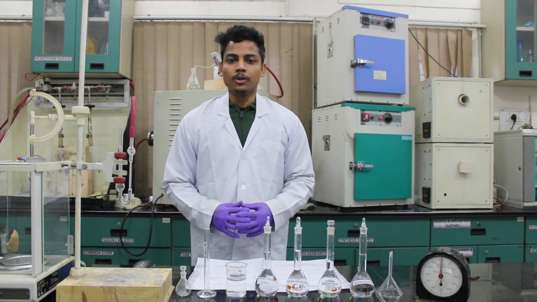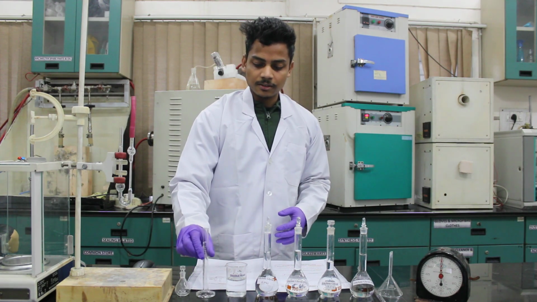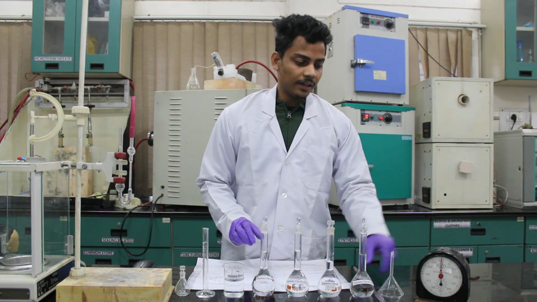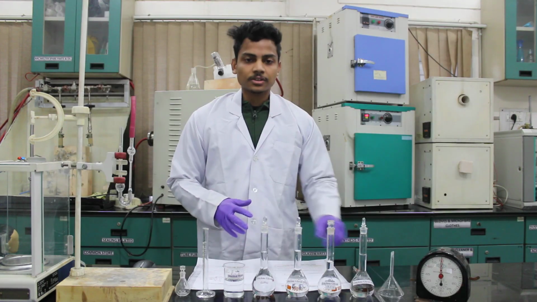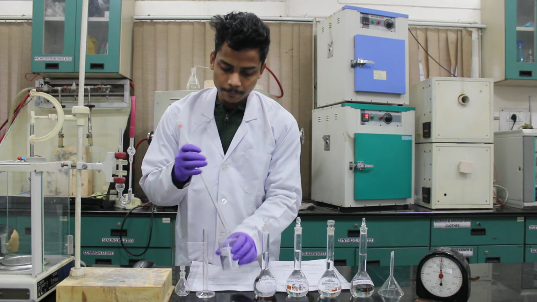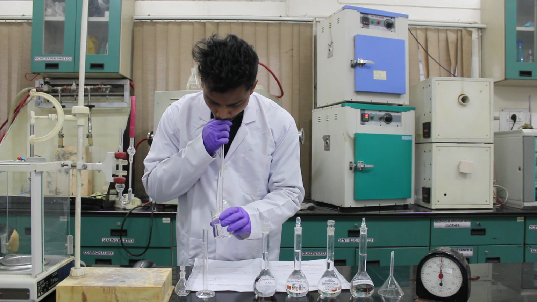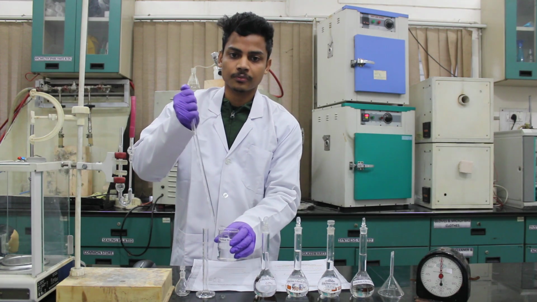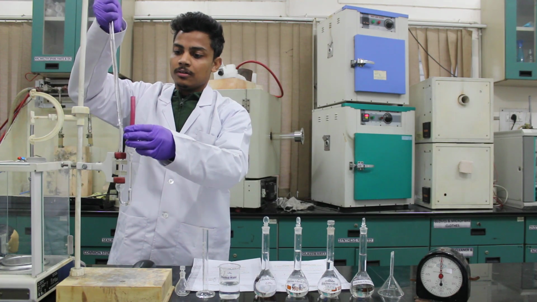The glassware we are going to use in these experiments are specific gravity bottle, measuring cylinder, beaker, volumetric flask, pipette and stopwatch. First, we will pipette out 10 ml of water into the lower bulb of the viscometer.